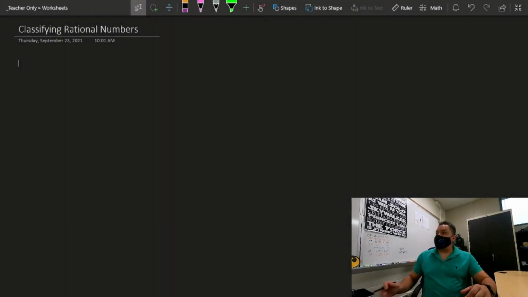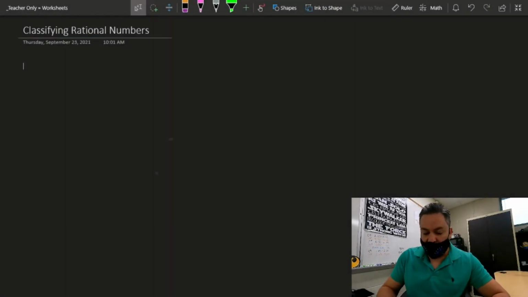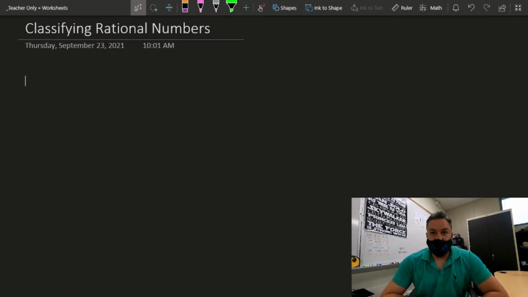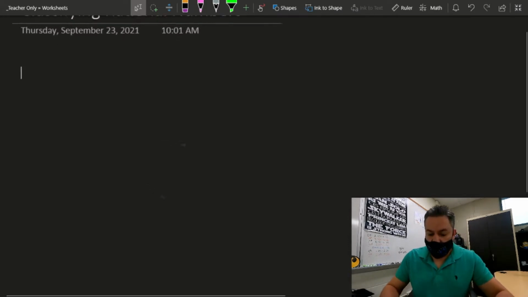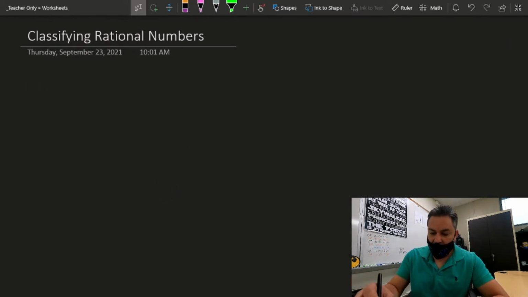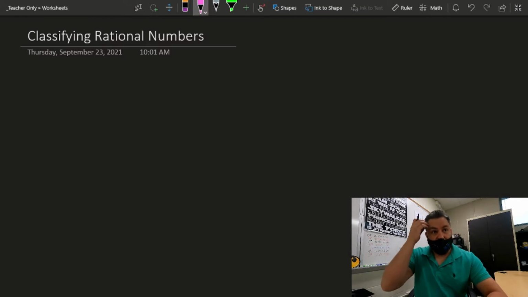So, classifying rational numbers. For classifying rational numbers here in 7th grade math, we only do so much. We're only going to be talking about rational numbers and every category below that. This is something that we might already know how to do, and y'all are going to be helping me with this.